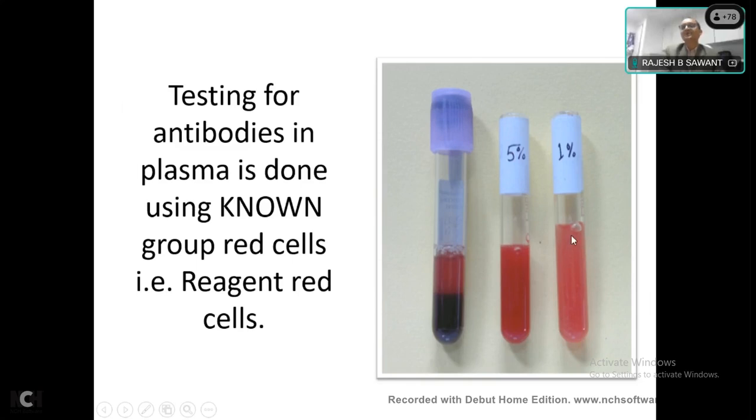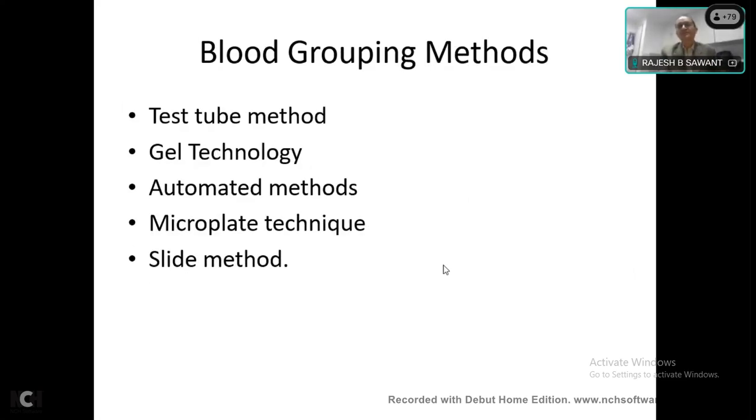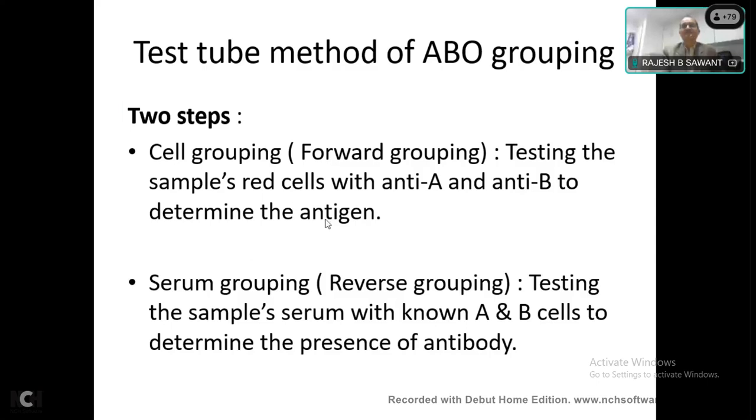Okay, so if you are using automation, mainly less concentrated cell suspension is required, and if you are using manual methods like tube technique, then a little more concentrated, like 5% cell suspension will be required, right? So as I said, there is forward and reverse grouping. You do these two tests separately and then compare the results and then interpret the blood group of the individual. So for doing this blood grouping exercise, you may use the test tube method, the slide method, the microplate method. There are various automated methods, or you may have the column agglutination technology, right?